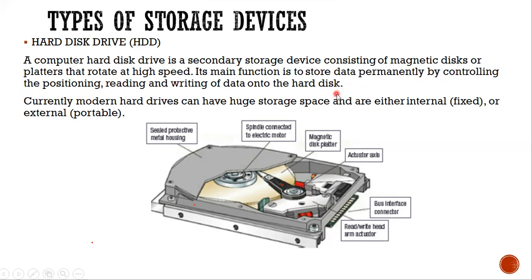So your hard disk drive has a rotating platter. It has a read-write head. It stores data permanently. Currently, modern hard drives can have huge storage space and are either internal, fixed, or external, portable. So your hard drives can be built into your computer, but you also have the external storage device where you can carry your data around.